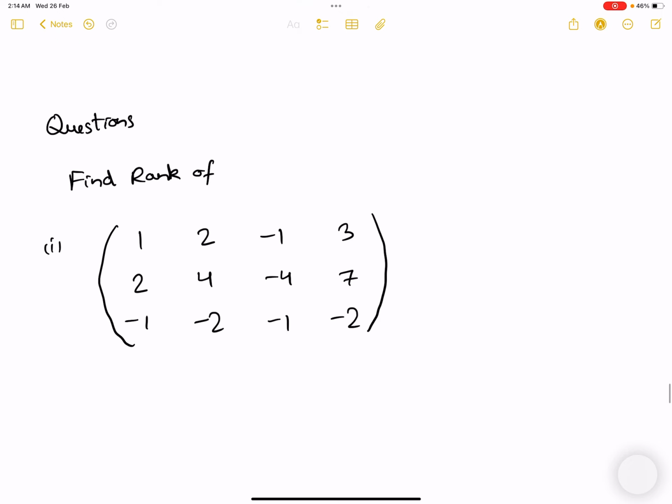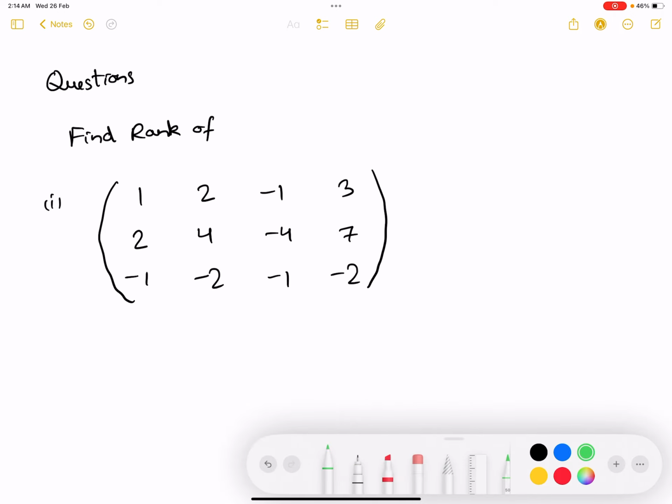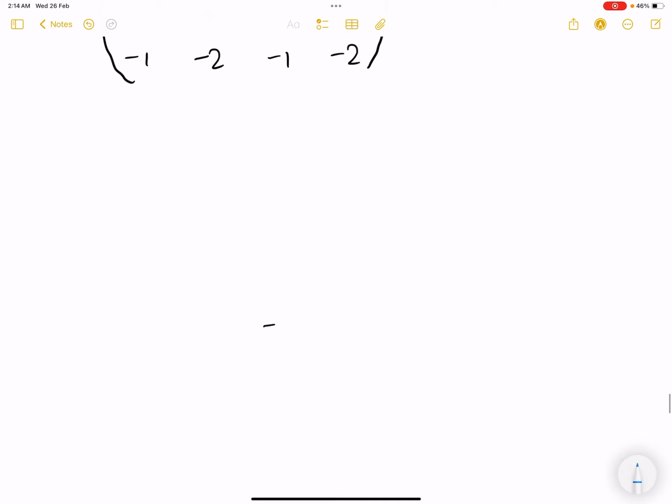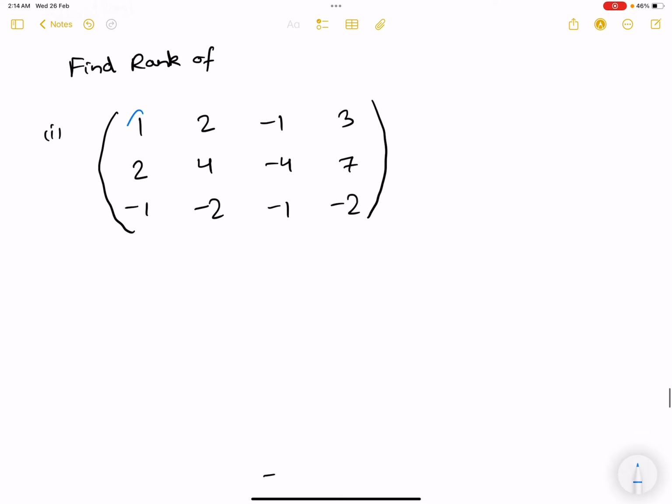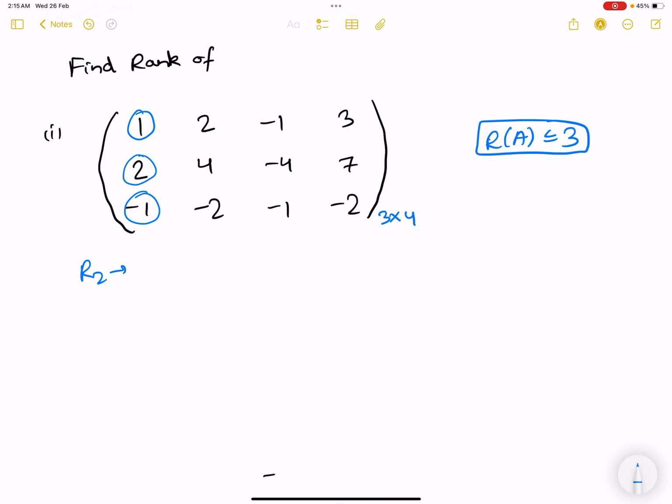Okay. Now let us find the rank of this using our elementary row operations only. First thing, this is 1 only, so we'll make this as 0 and this as 0. Now, firstly you should know it is a 3 cross 4 matrix and rank of A should be less than or equal to 3.